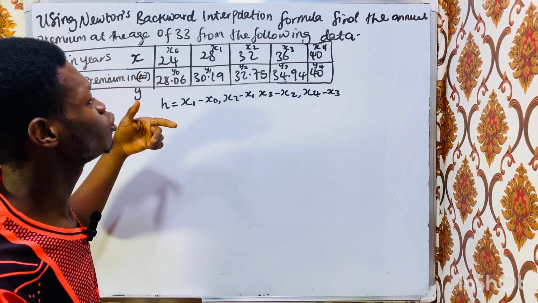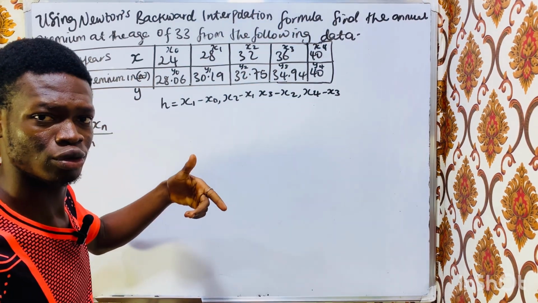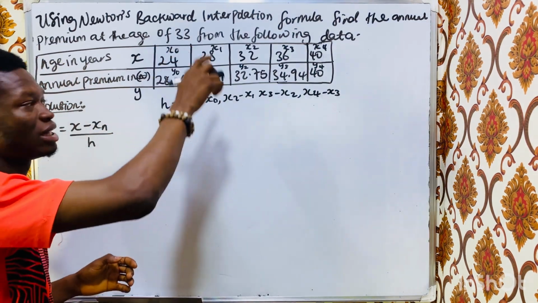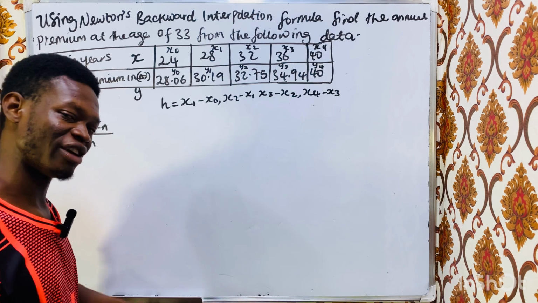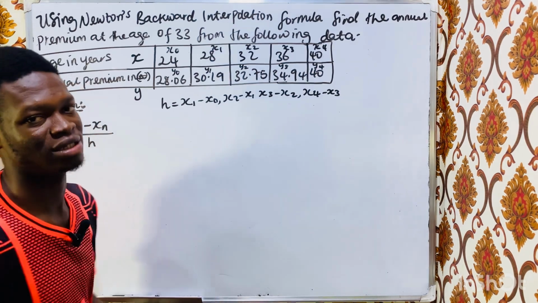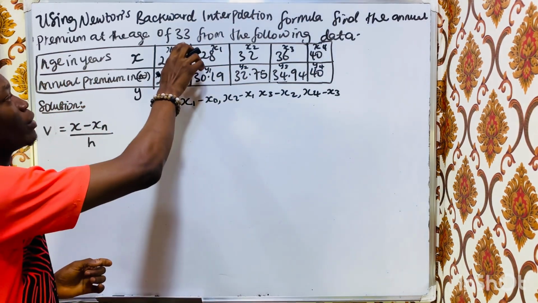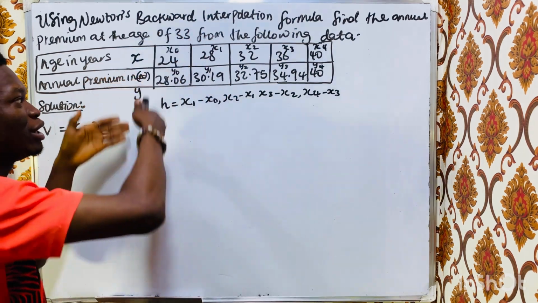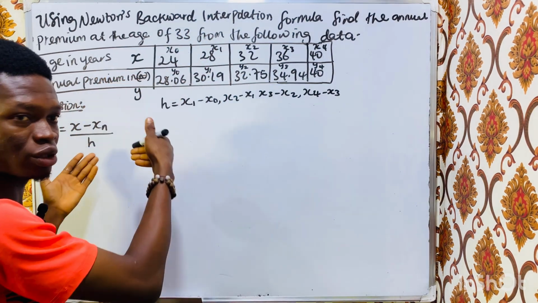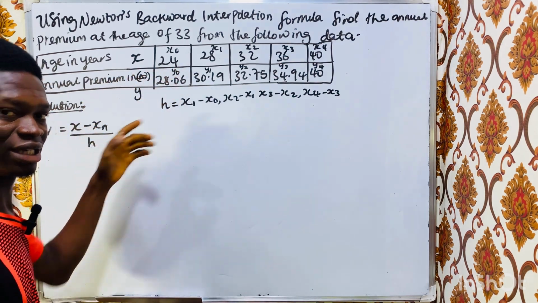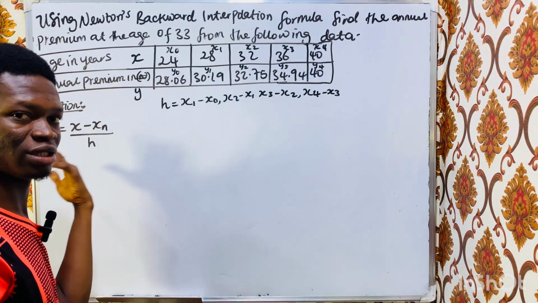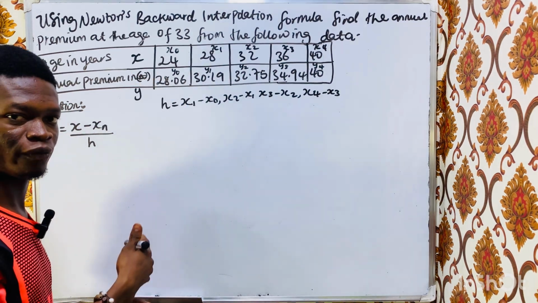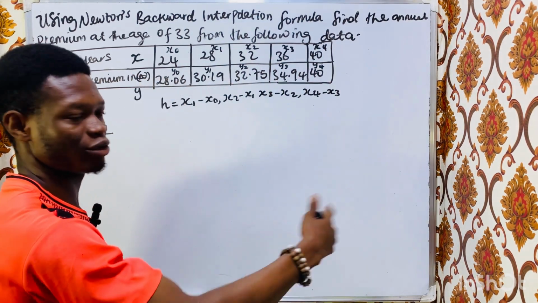Now, when are you going to use backward? Because they are equidistant, you check the value to be interpolated, which is 33. If the value to be interpolated is in the front of these x values, you are going to use Newton forward. But if it is at the back, you are going to use Newton backward.